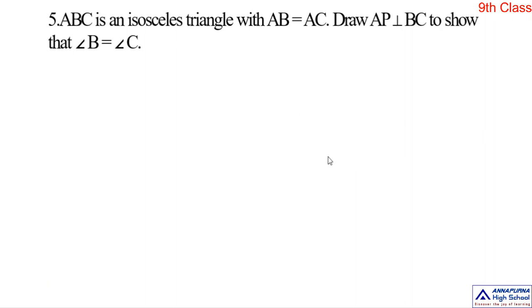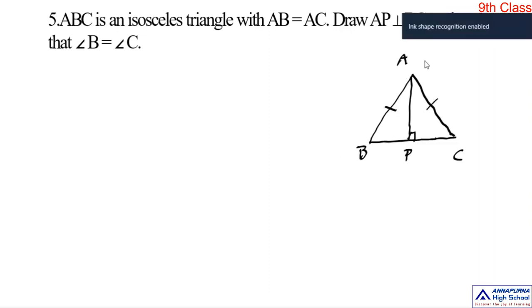First, draw triangle ABC. This is an isosceles triangle ABC, AB is equal to AC. So ABC is an isosceles triangle, and draw AP perpendicular to BC. AP is an altitude of the isosceles triangle ABC. So AP is perpendicular to BC. We have to prove that angle B is equal to angle C.